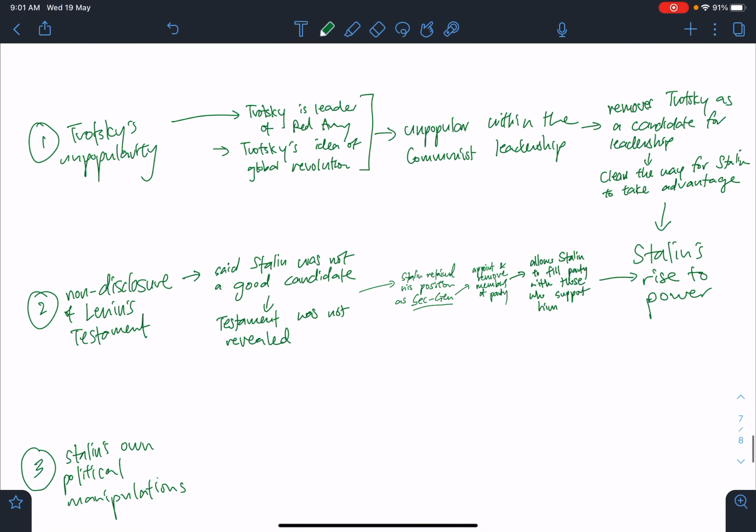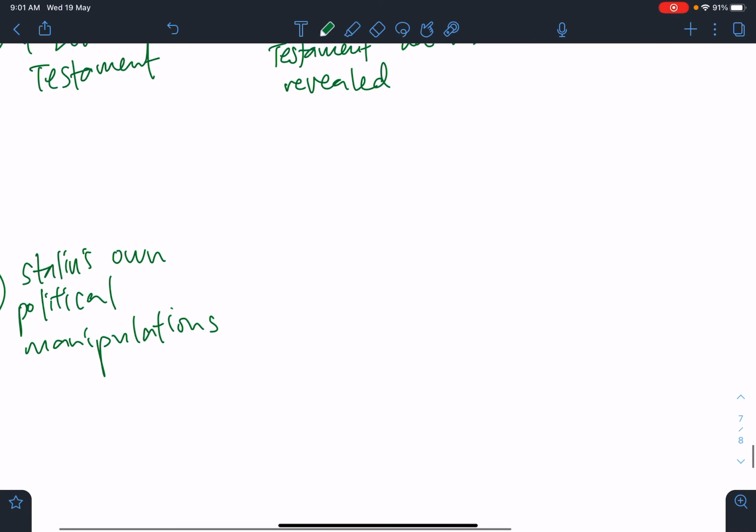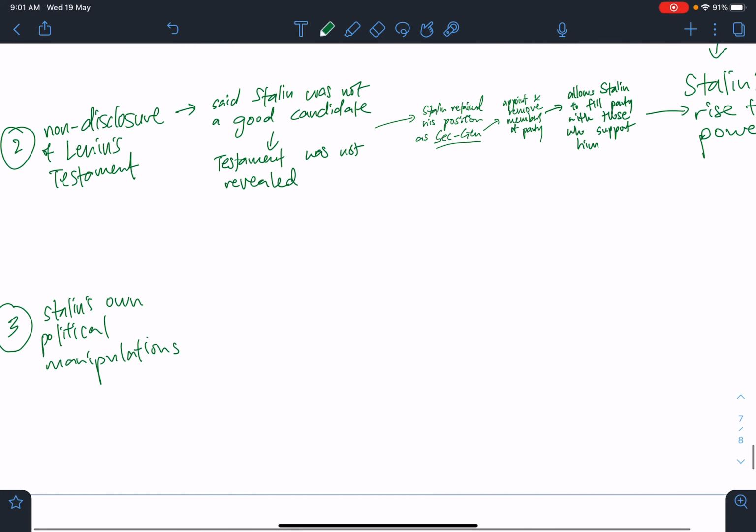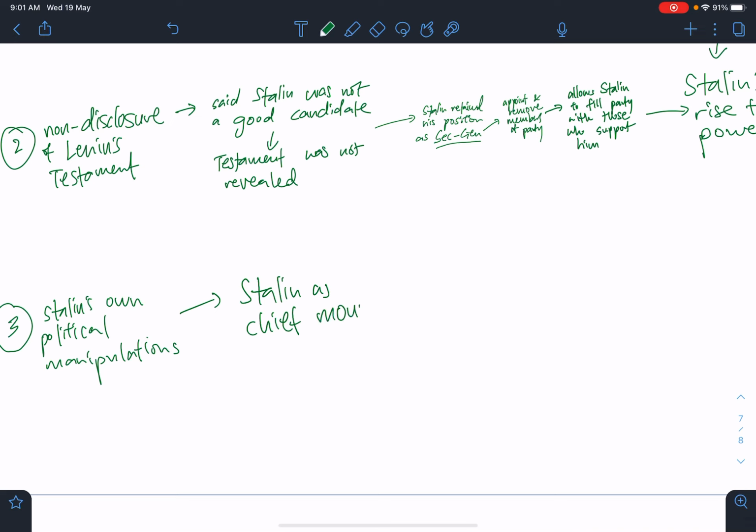So now, we have already used the Secretary General point, we have already used the Trotsky's unpopularity point. So now we have to talk about Stalin's manipulations. The best thing you can use to talk about Stalin's manipulations is all your favorite thing. You can talk about Stalin as the chief mourner. Some of you were able to talk about how he manipulated the rest of the party. That's good. So red versus white. But the easiest example to use is Stalin as chief mourner at Lenin's funeral.